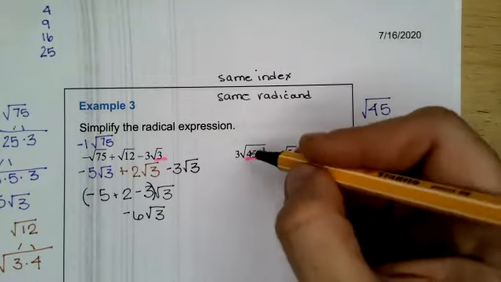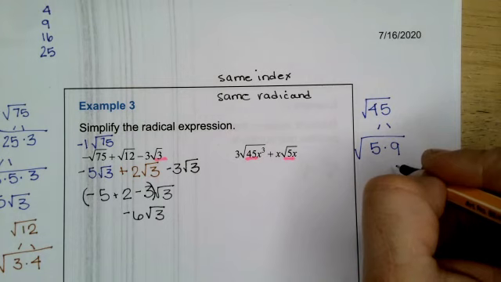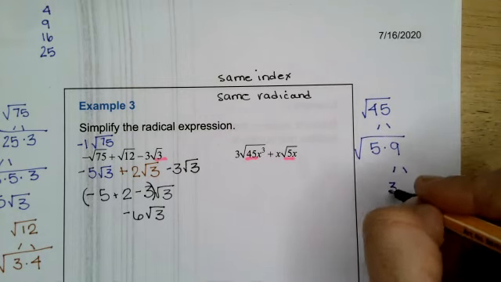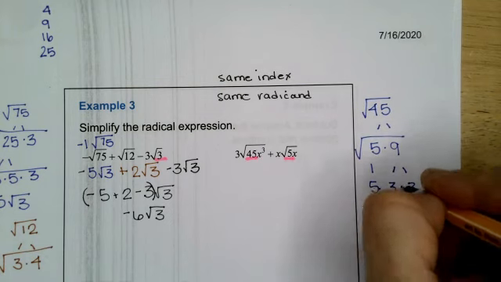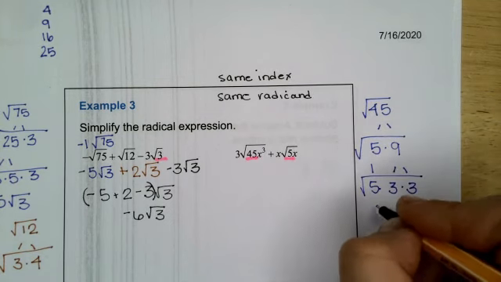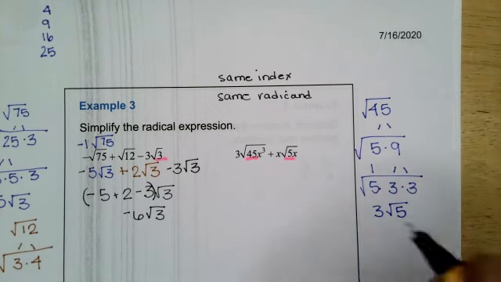Sorry, I keep using the same examples. 45, 75, 27. 9, I know, is a perfect square. So it becomes 5 times 3 times 3. The 3 comes out and it's 3 square root of 5. Okay, so that's just the 45 is 3 square root of 5.